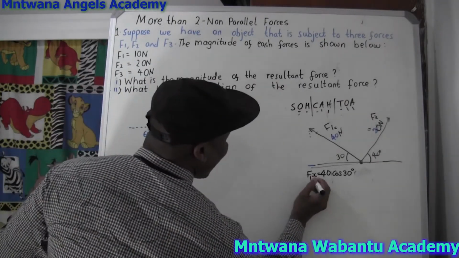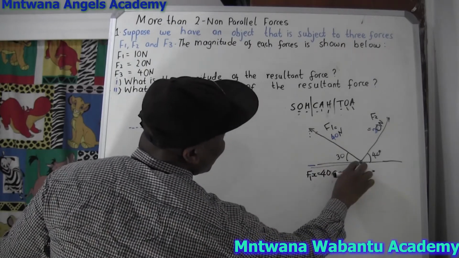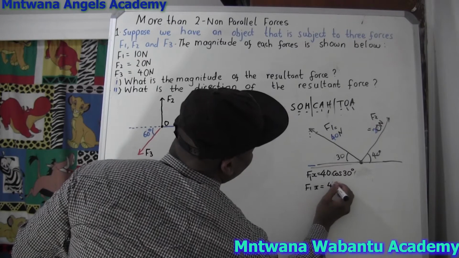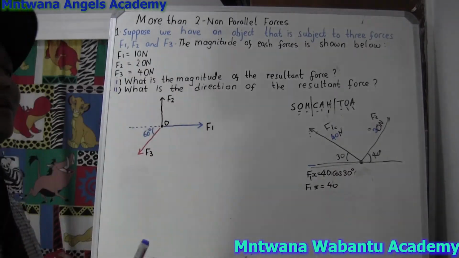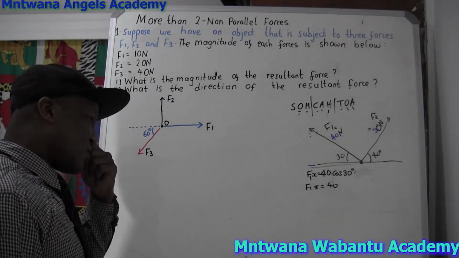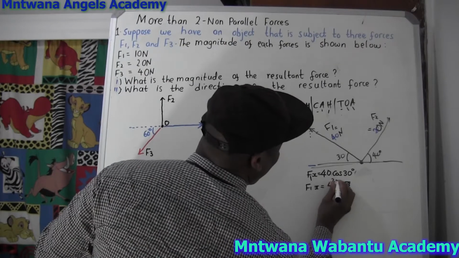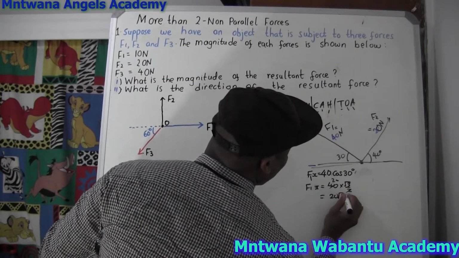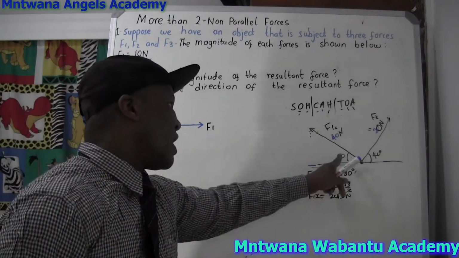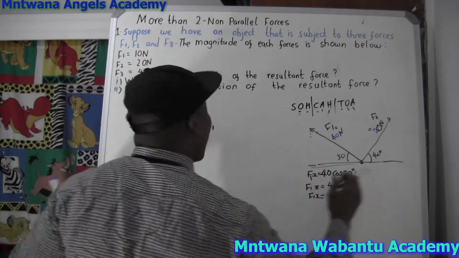F1x equals 40 times cos, because this is adjacent. You can plug this in the calculator, but I know cos of 30 is square root of 3 over 2. So 40 times square root of 3 over 2 equals 20 square root of 3 Newton. This is F1x, but which direction is this force going? Look, if this is going up, this is going to go to the left.